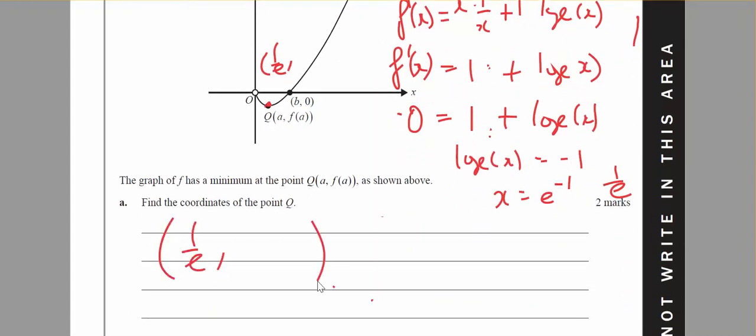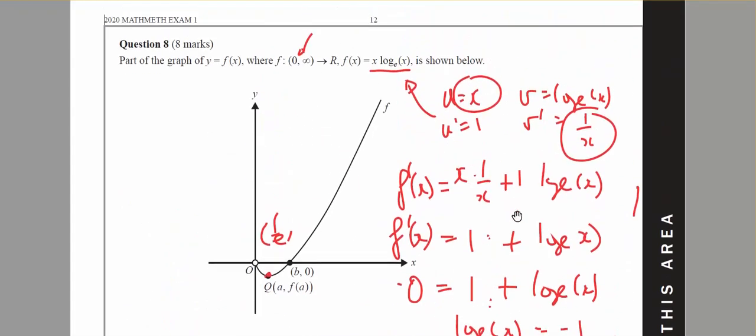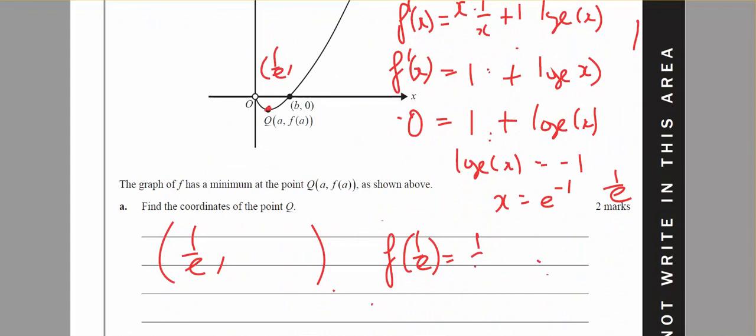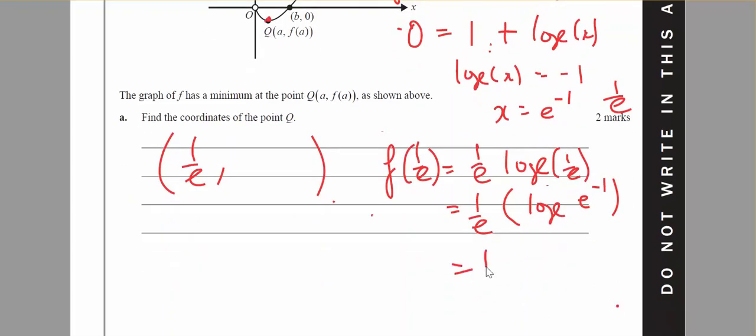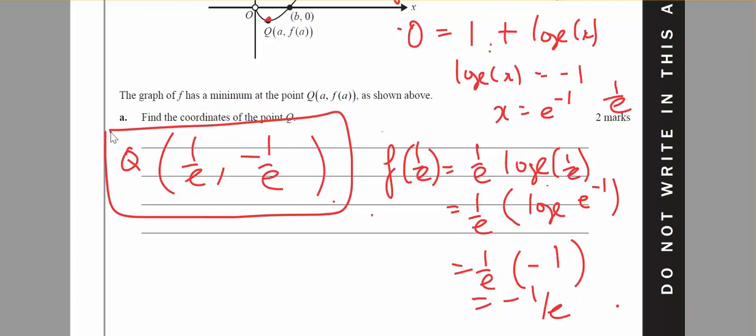I need to find the y coordinate, so I want to put f of 1 on e back into the function, and this is my function. So 1 on e times log base e of 1 on e. I'd like to turn the 1 on e into e itself, so it's log base e of e to the negative 1, which is going to be 1 on e times negative 1, so negative 1 on e. So 1 on e, negative 1 on e are the coordinates of Q.